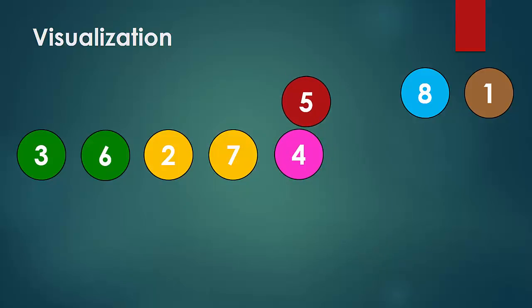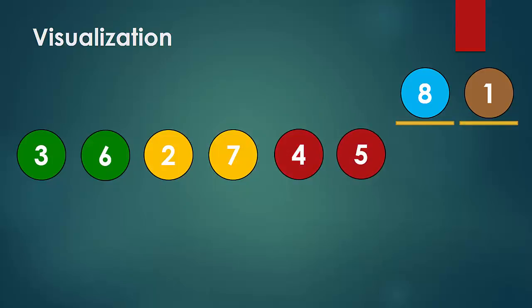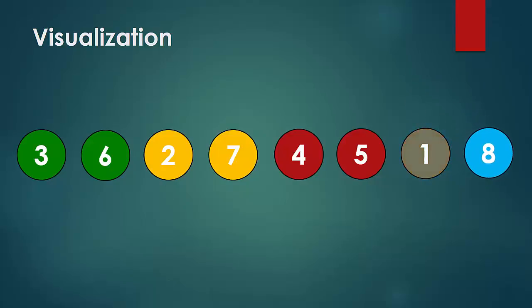We're just left with 5. 5 fills in the last spot. Now on to our last 2 element set. 1 is smaller than 8. 1 is the first spot in our next sorted set. 8 fills in the last spot.